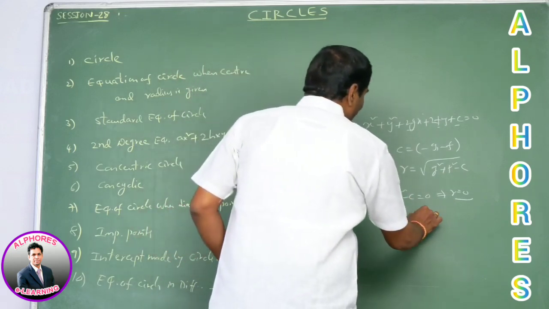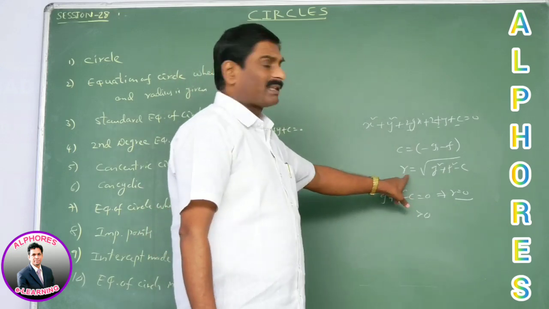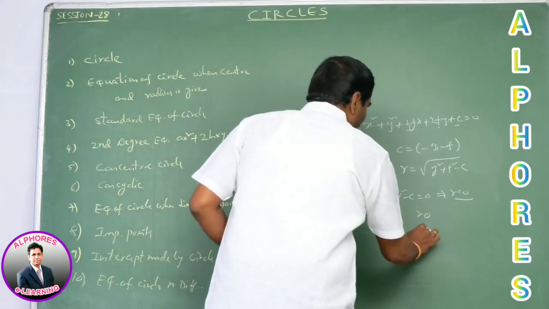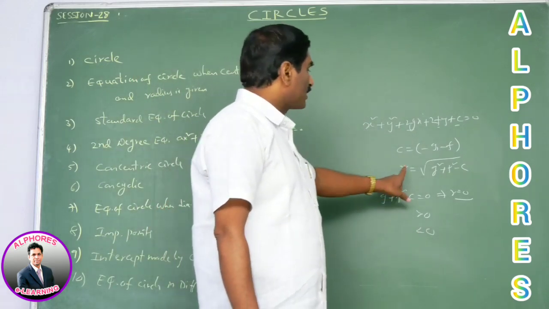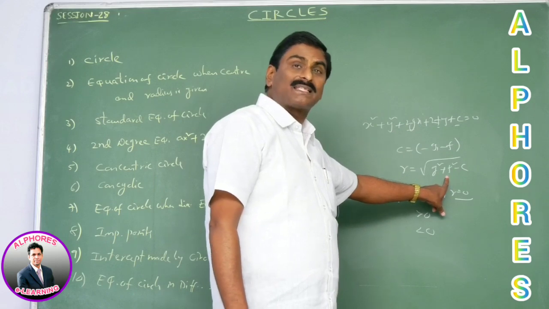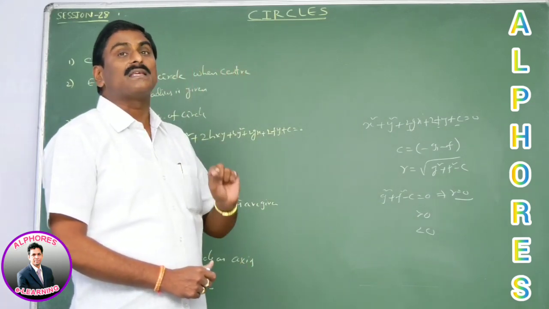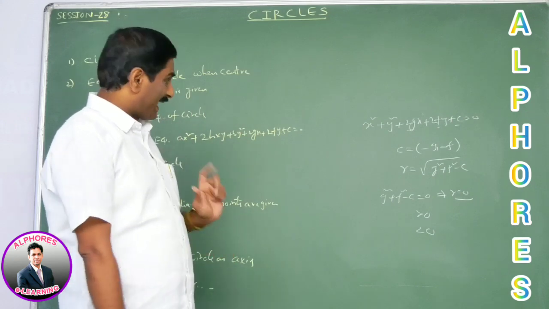Suppose this value is greater than 0, r is real, then it is said to be a real circle. If g square plus f square minus c is less than 0, then r is equal to the square root of a negative value. That means imaginary. If g square plus f square minus c is less than 0, then the circle is imaginary.